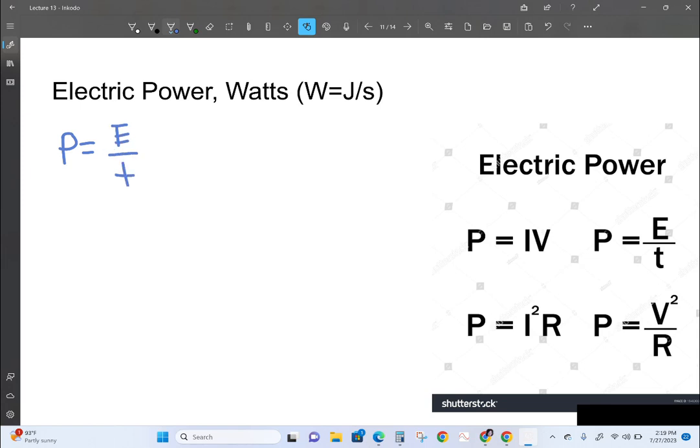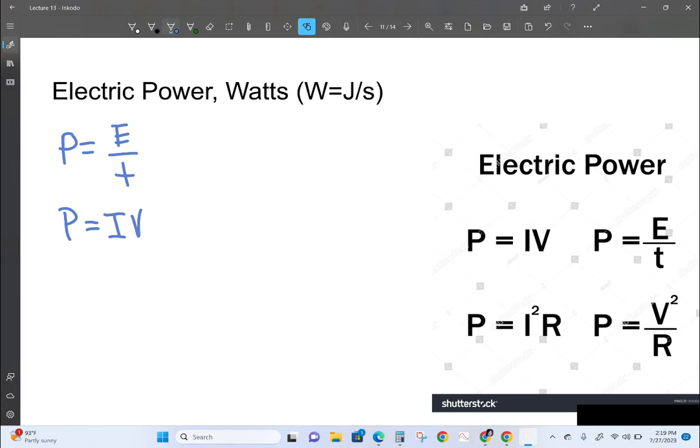So in the case of your light bulb that might have a wattage of 30 watts, 30 joules of electrical energy will be converted into light energy every second. Turns out that in terms of current and voltage, power is equal to IV.